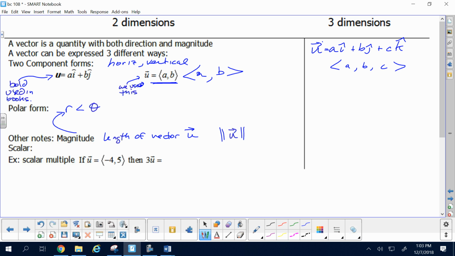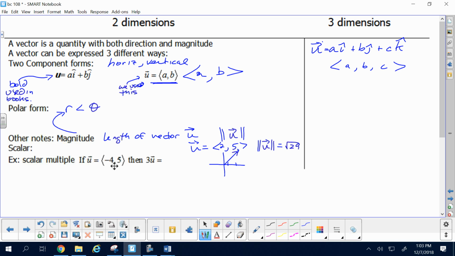So for example, if I say, given u is this, and ask for this, then I'm saying, how long is that vector? It might help to draw a picture. This is right 2, up 5. It is a magnitude of root 29.